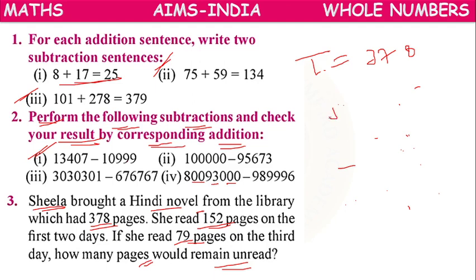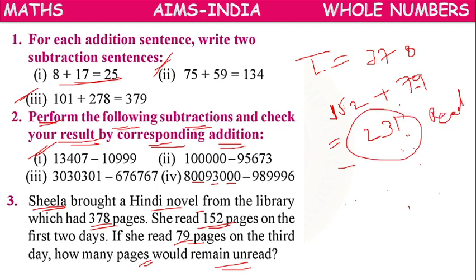First 2 days, how many pages? 152 plus third day, how many pages? 79. Means total how many pages? 9 plus 2, 11. 7 plus 5, 12, plus 1, 13. 1 plus 1, 2. 231 pages she has read out of the total pages.